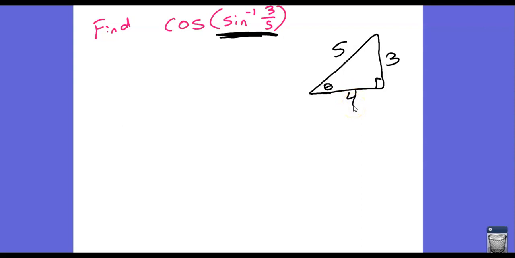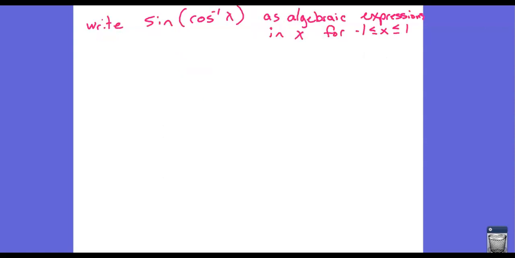Now it's going to ask us to find the cosine of that. So the cosine is adjacent over hypotenuse, so this is actually just 4/5. All right, so that's how you would evaluate the function. And let's look at another illustration.